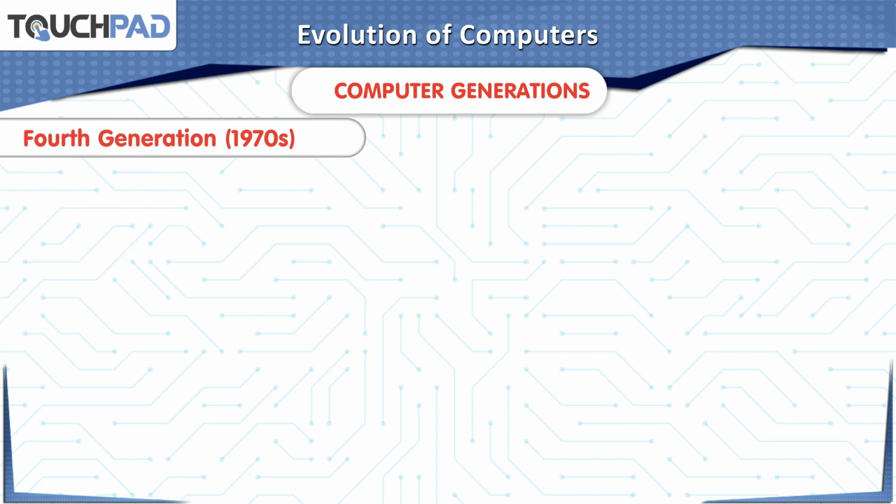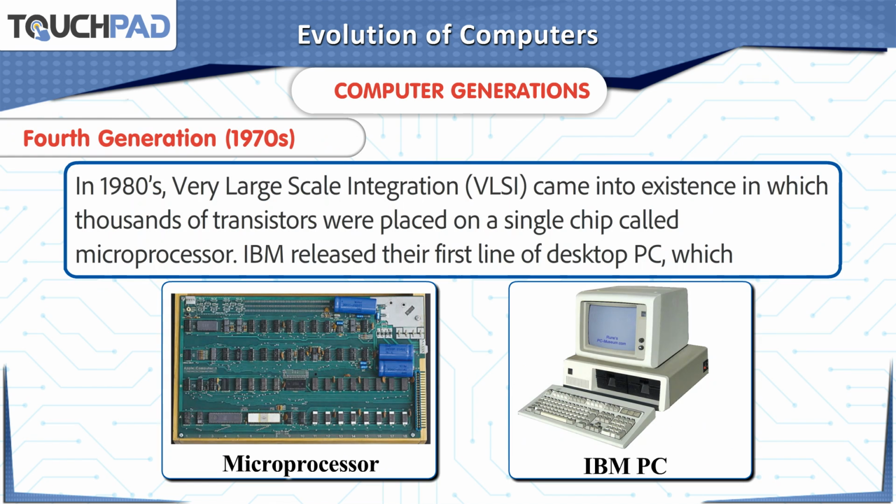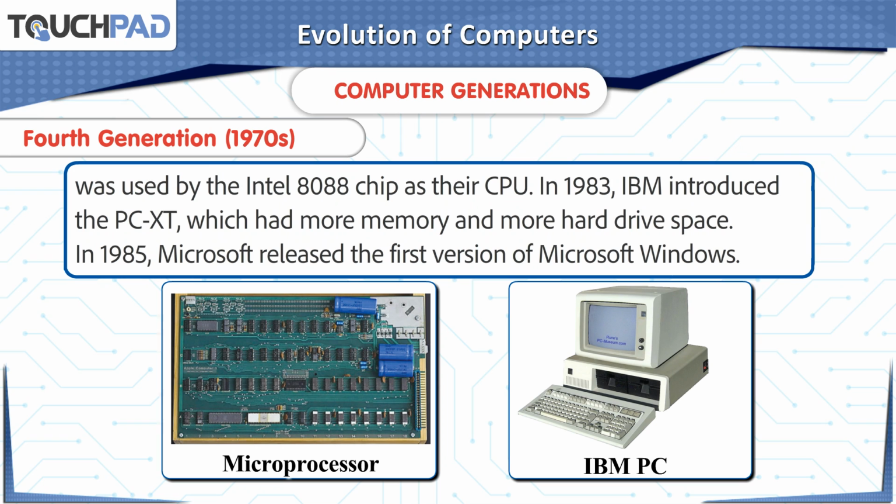Fourth generation, 1970s. In the 1980s, very large-scale integration, VLSI, came into existence, in which thousands of transistors were placed on a single chip called a microprocessor. IBM released their first line of desktop PC, which used the Intel 8088 chip as its CPU.